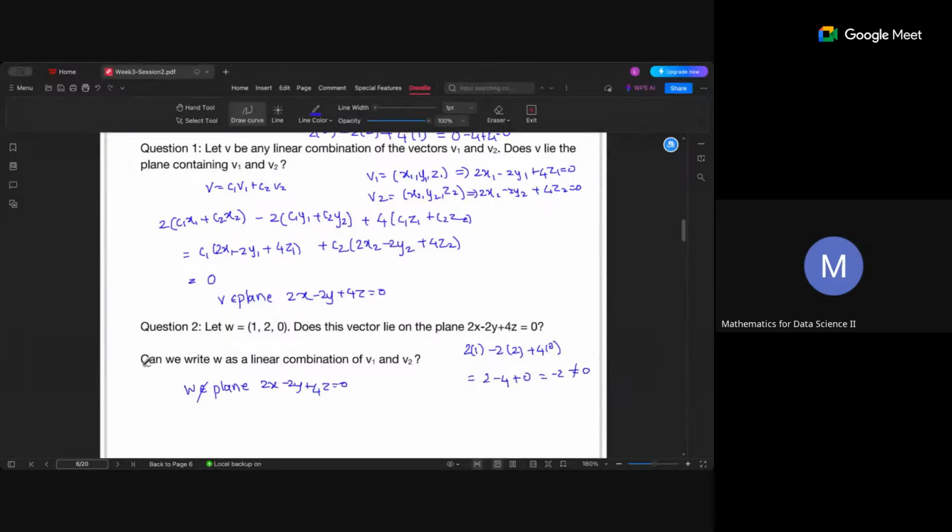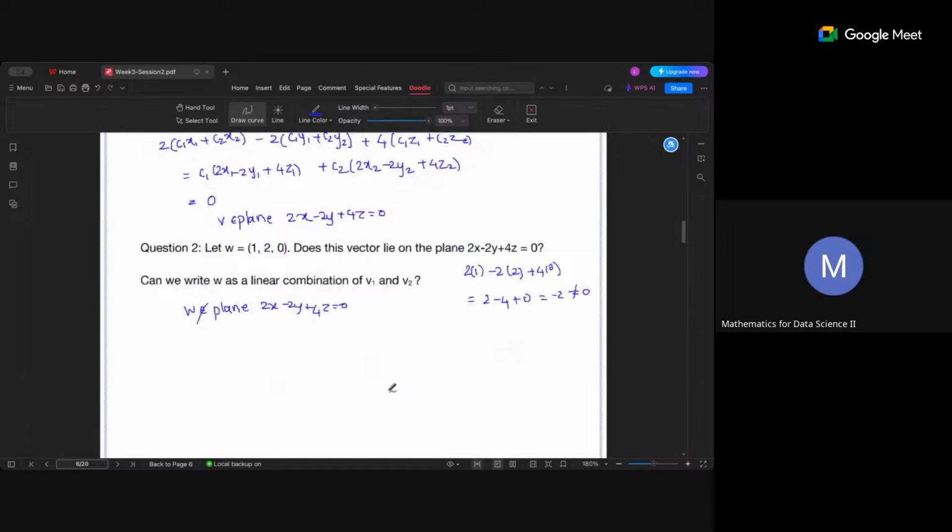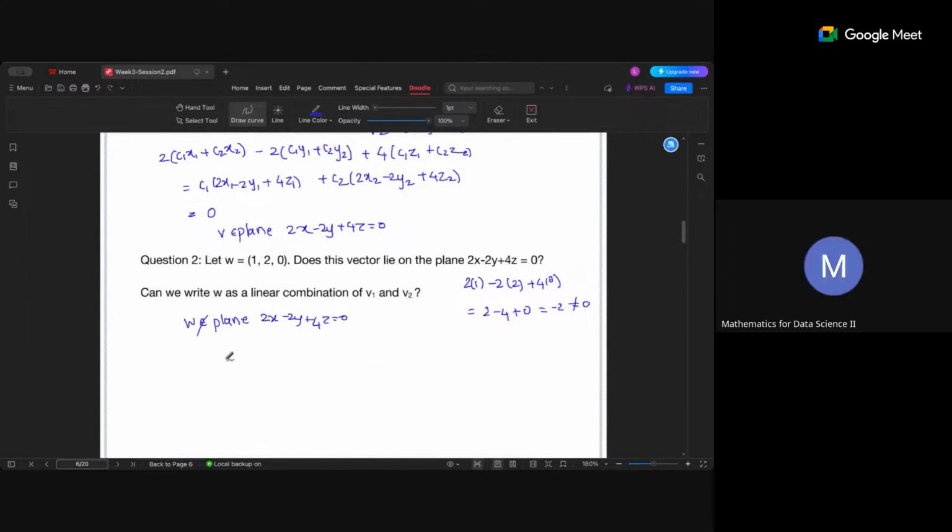Okay, now there is a follow-up question. Can we write W as a linear combination of V1 and V2? Now W, we see that it does not lie in the plane. Can we write W as a linear combination of V1 and V2? What is your answer? No. What does that mean? If we consider the equation C1 V1 plus C2 V2 is equal to (1, 2, 0), we cannot find C1 and C2. It means the system of linear equations which we can obtain from this will not have a solution. Maybe you can check it as homework that this system has no solution.